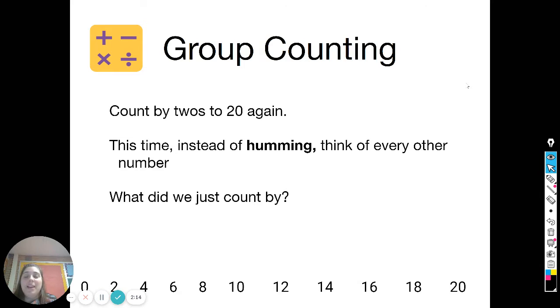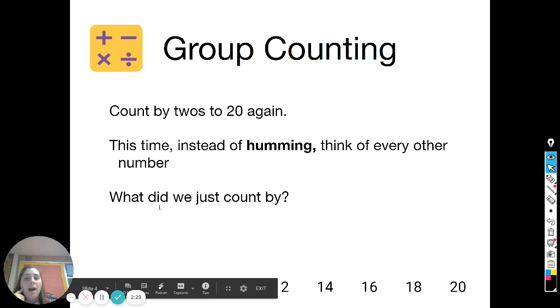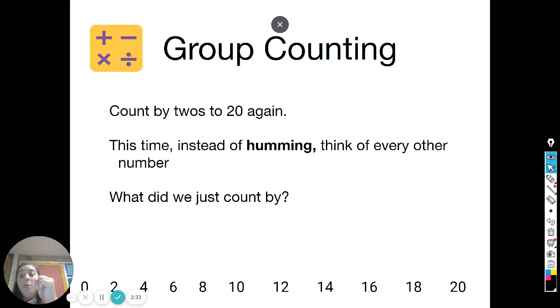We are going to count by twos to 20 again. This time, instead of humming, we're just going to think every other number. Okay, so we're going to think it, but we're not going to say it. And while we're doing that, you might be thinking about this question in your head: what did we just count by? All right, so when I point up, you're going to say nothing because we're just thinking 2. Ready?